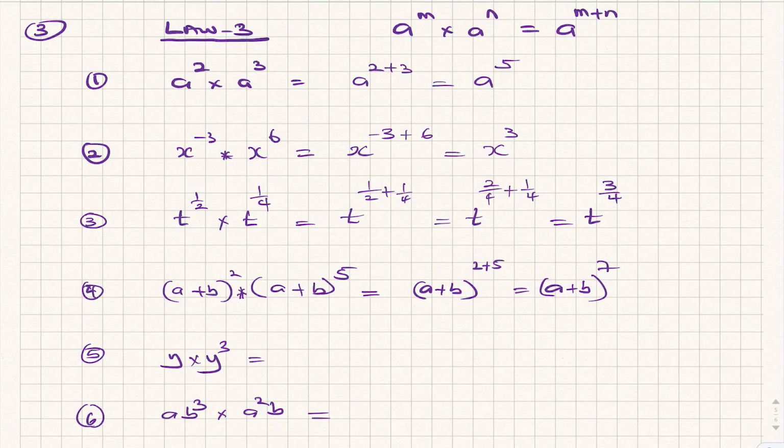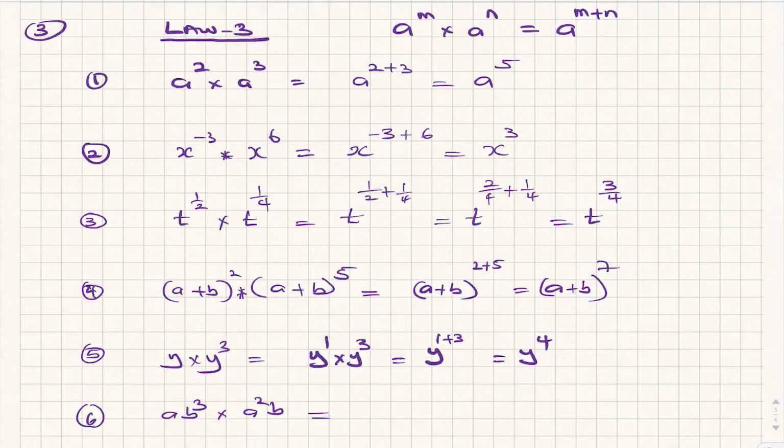And question number 5, in this case, y times y to the power of 3. Well, y is y to the power of 1, so that's y to the power of 1 times y to the power of 3. And that becomes, well, they have the same base, which is y. You're multiplying them, so you add the powers. y is common base, add the power. So that'll be 1 plus 3, and that will be y to the power of 4.